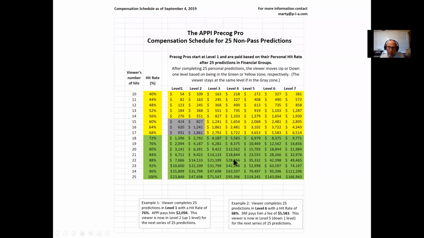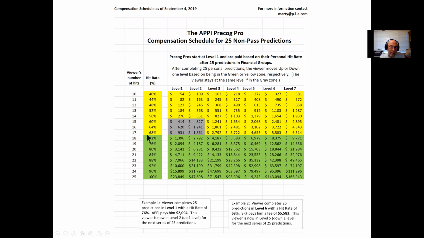And here's an example. If you've worked your way up to level 6, but your hit rate is 68%, you'll get paid $5,583, but you will move down from level 6 to level 5 for your next 25.